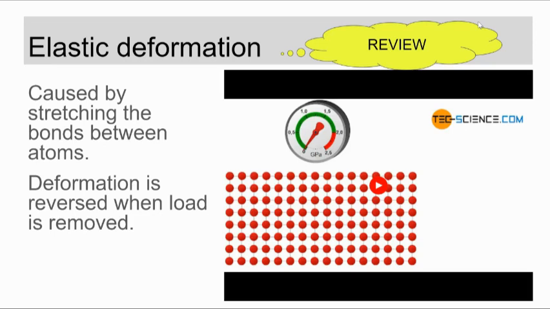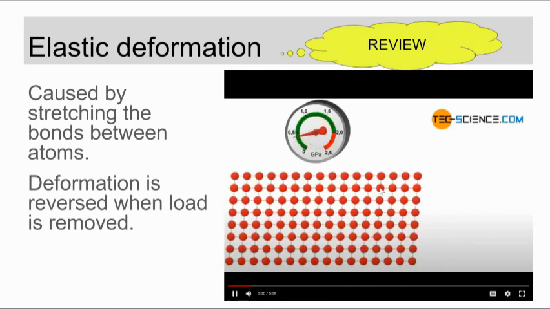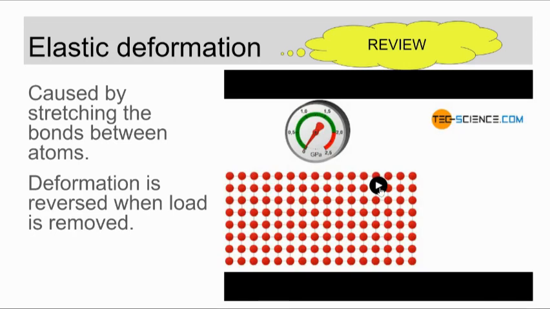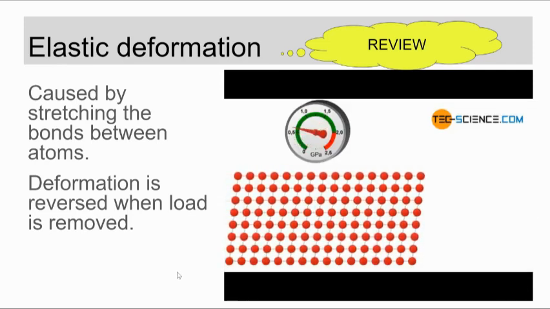So to review, elastic deformation is caused by the stretching of bonds between atoms. Deformation of the material is reversed when the load is removed. So again, elastic deformation is not a permanent change. The bonds are being stretched between the atoms in the material, but when the load is removed, it returns to the original position. In other words, the material returns to its original shape.